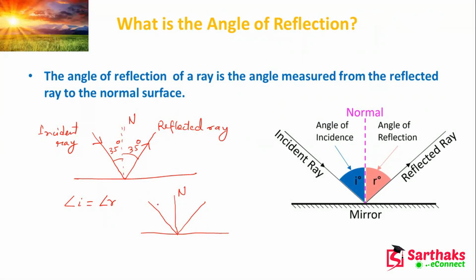This is normal. This is incident, which I am denoting with I. This is reflected. Now suppose this is 60 degree. Now they can ask you how much is the reflected angle.